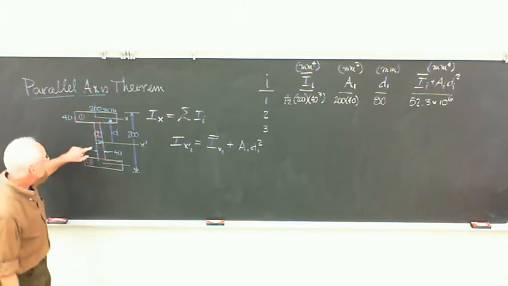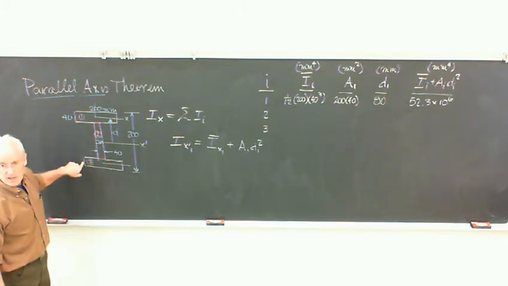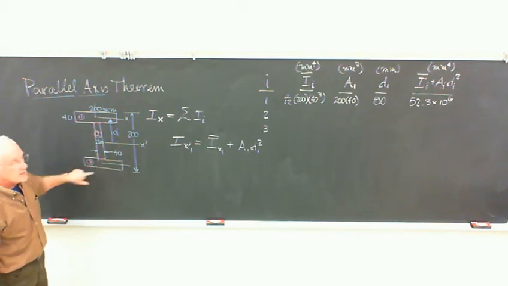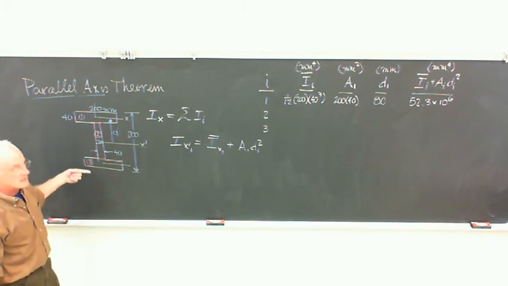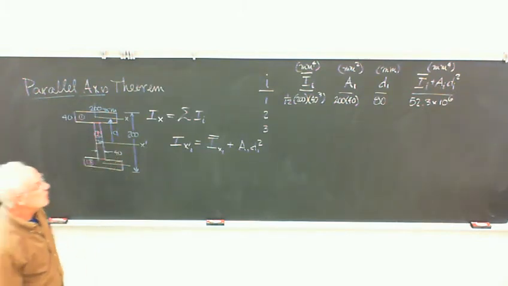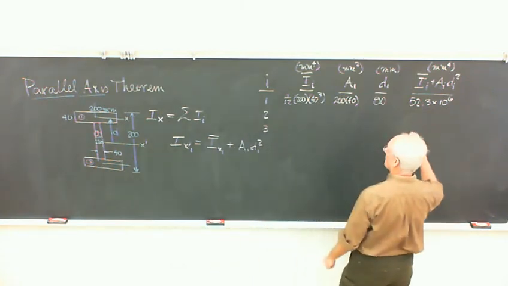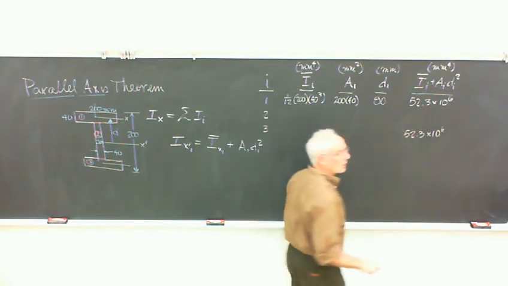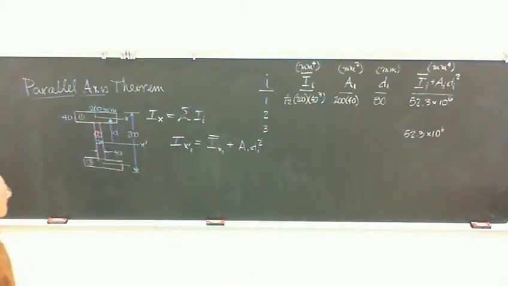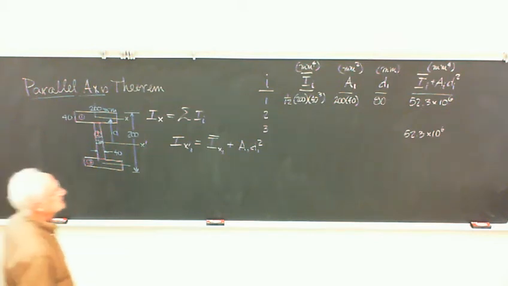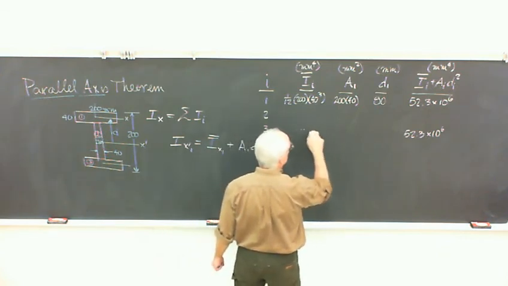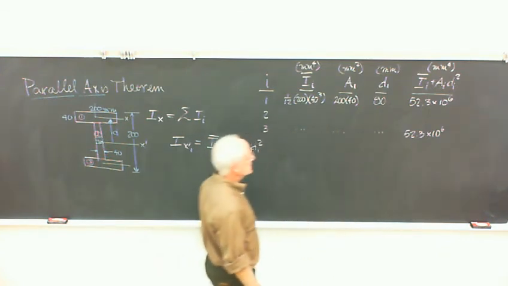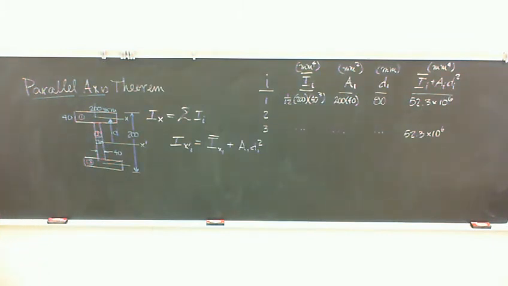Now, notice piece 3 is exactly the same. Same shape, same orientation, same distance away, and it doesn't matter that it's negative because it's D squared. So piece 3 we already have done: 52.3 times 10 to the 6th as well. Copied those straight down from piece 1. No sense doing those again.